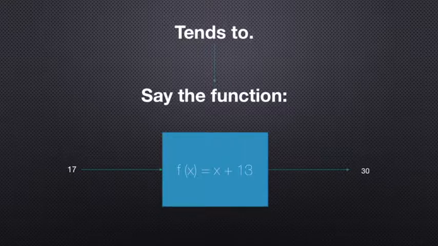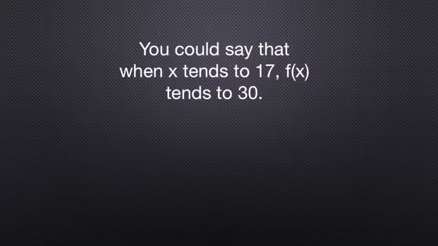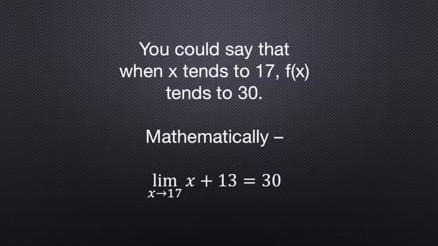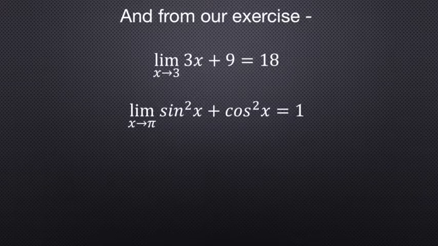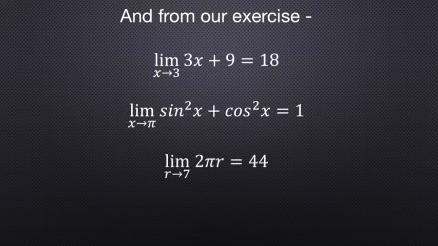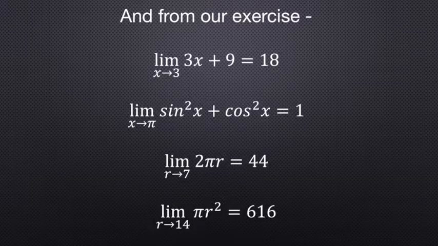Now, if you truly understand that if x tends to 17 and f of x tends to 30, then you could also put it mathematically as the following expression. x plus 13 is equal to 30 when x tends to 17. That's how you'd read it. If you truly understood this, then all the problems from our exercise also distill this way to limits. 3x plus 9 is equal to 18 when x tends to 3, sine square x plus cos square x is equal to 1 when x tends to pi, so on and so forth. Now, these are all representations of the same functions with limits.